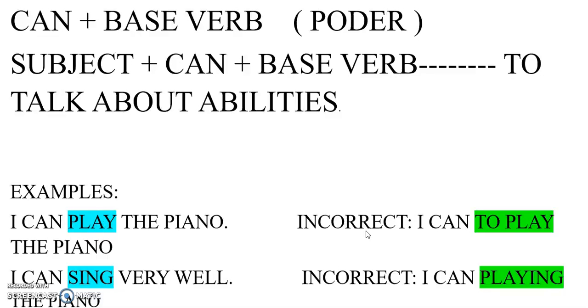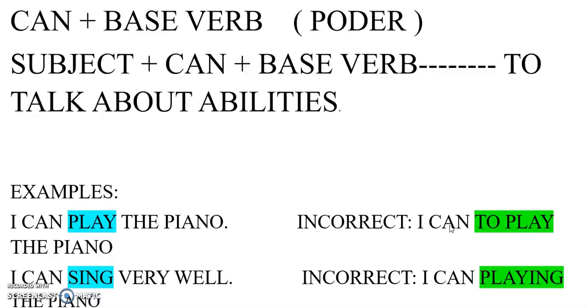It is incorrect if you use can with an infinitive verb. Remember that the infinitive verb is not going to be used with the modal verb can. For example, this sentence, I can to play, is totally wrong. So it's incorrect to use an infinitive verb after can. And also, it's incorrect to use a gerund after the modal verb can. For example here, I can playing. No, this sentence is incorrect.